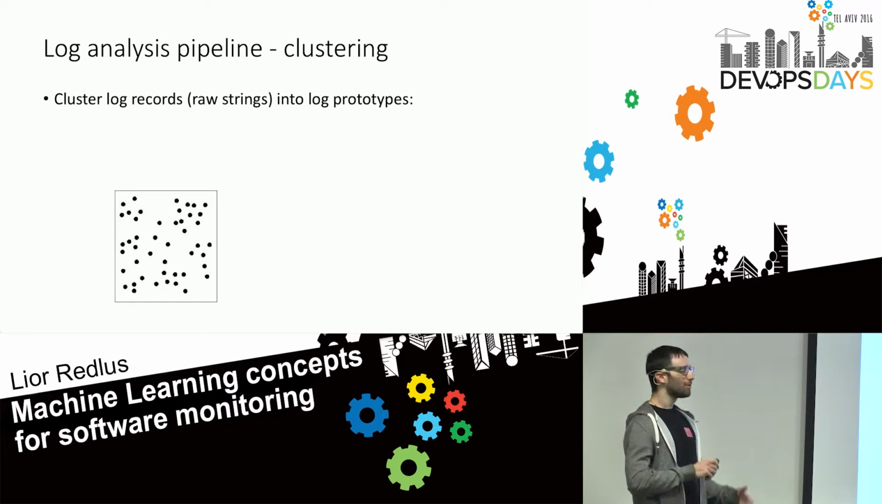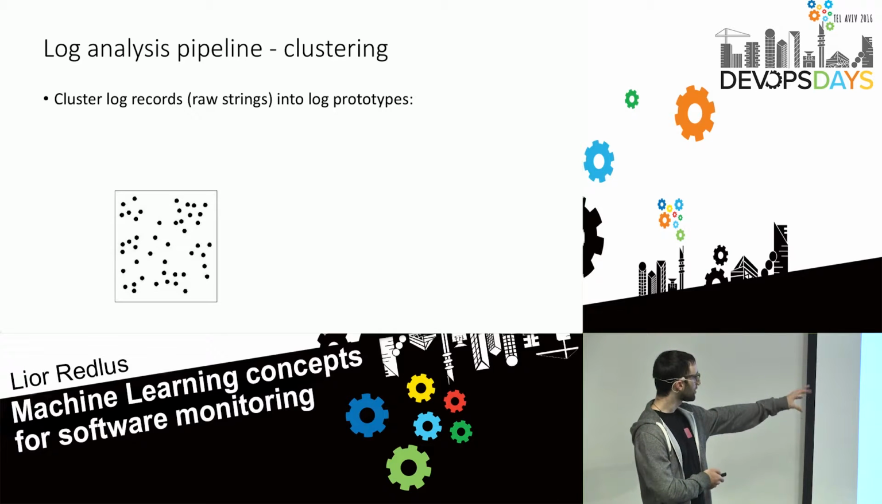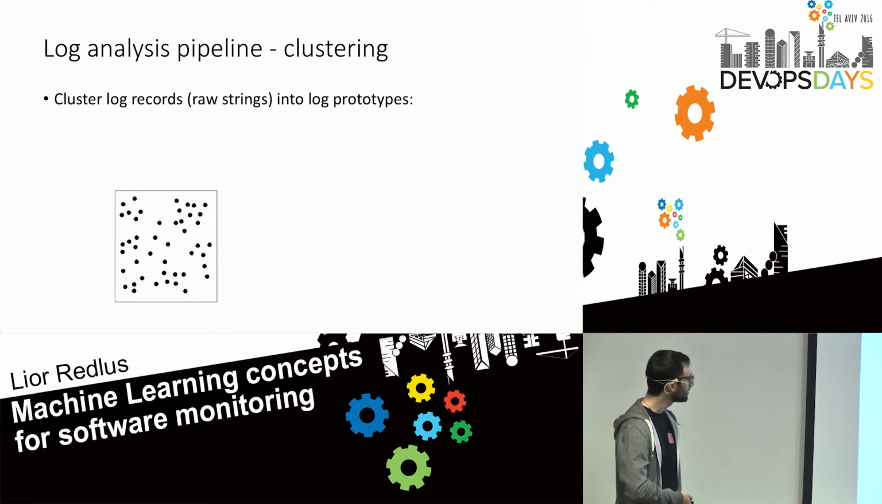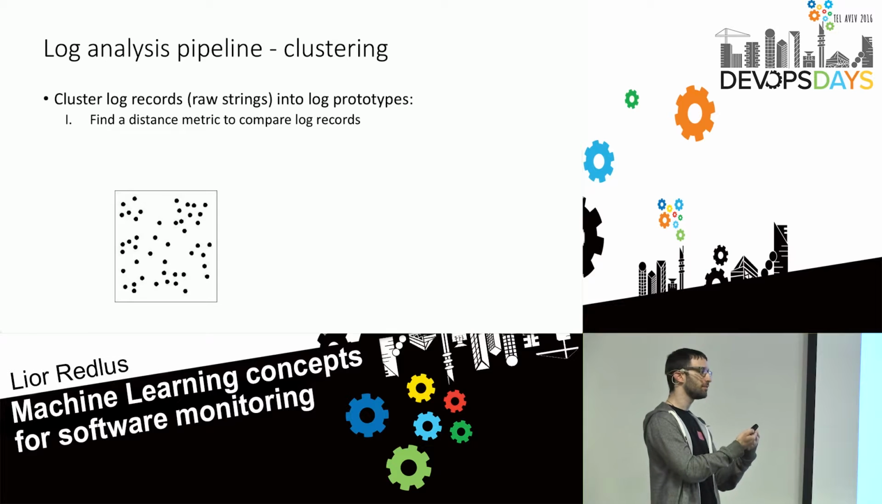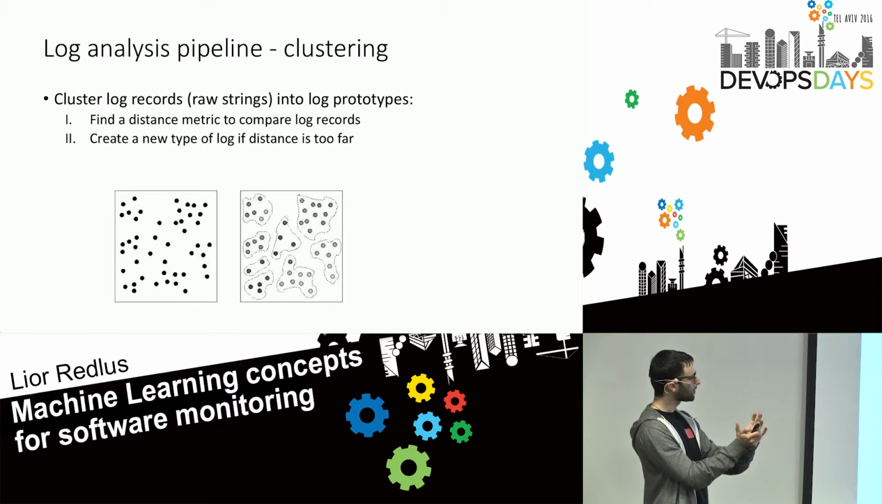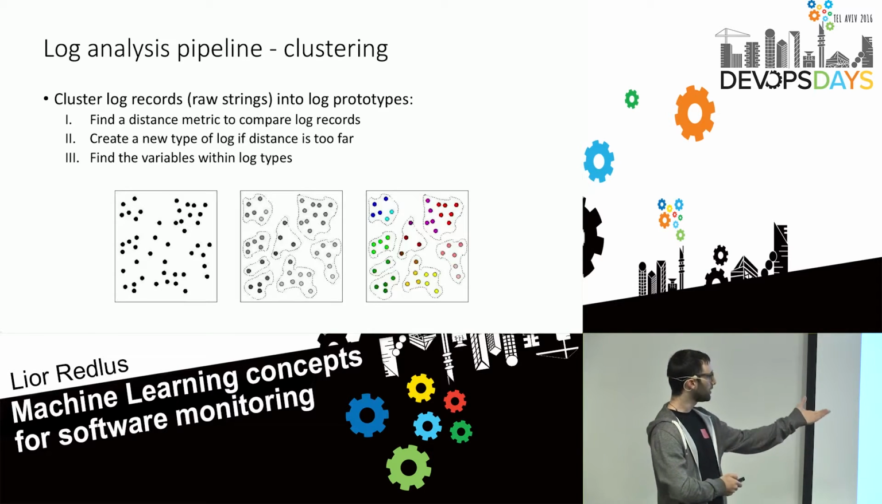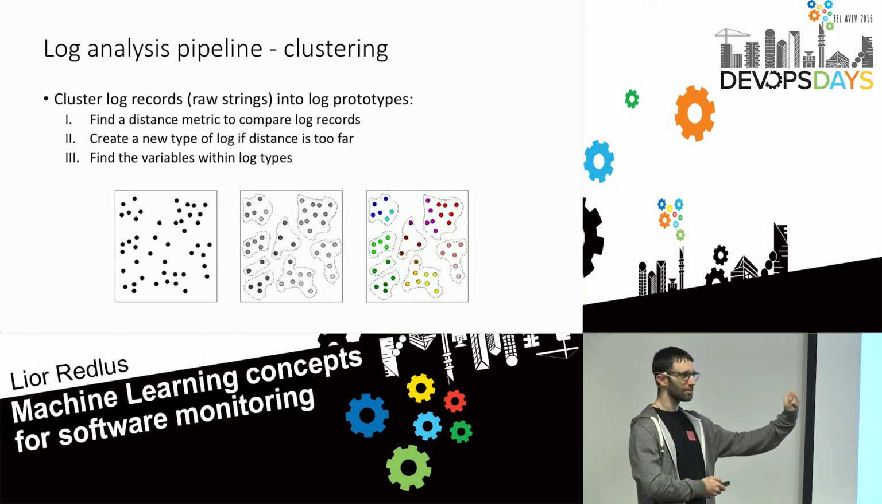So the idea is we want to cluster similar log records into log prototypes. We have different kinds of logs and similar logs, and I still don't know if they are of the same type. So we need to find a distance metric to compare two log records and tell me that they are similar. After that, we create a new log template from these similar log records, and then we can even identify the variables inside these log records in order to find statistics of how these variables behave.